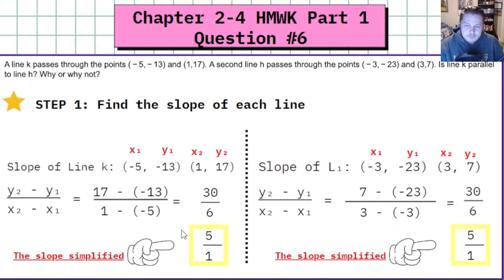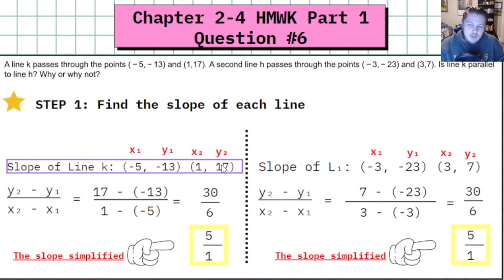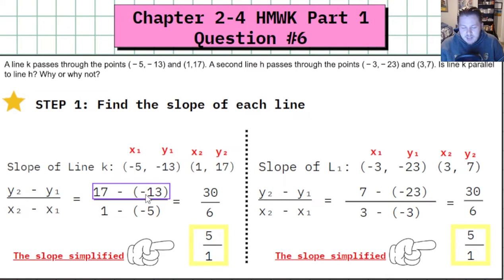So what we're going to do here is find the slope of each line. I have my 2 points, (-5, -13), that's my x1 and y1, and (1, 17), that's my x2 and y2. All I have to do is plug it into the formula: y2 minus y1, 17 minus negative 13, and at the bottom is x2 minus x1, that's 1 minus negative 5. So 17 minus negative 13, again subtracting a negative number, so really I'm saying 17 plus 13. That gives me 30. And then I have 1 minus negative 5. When I subtract a negative number, it becomes positive, so that's a 6.